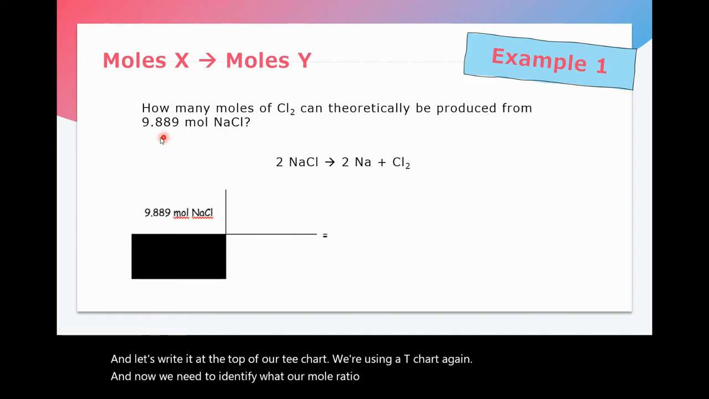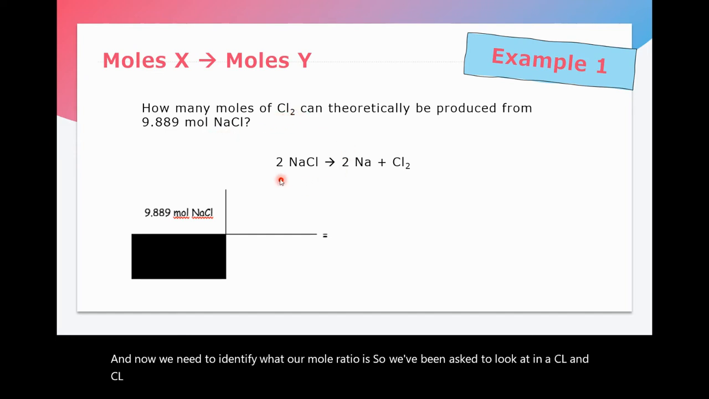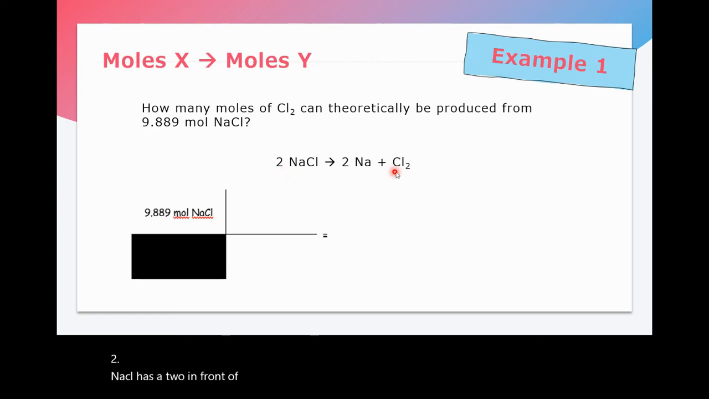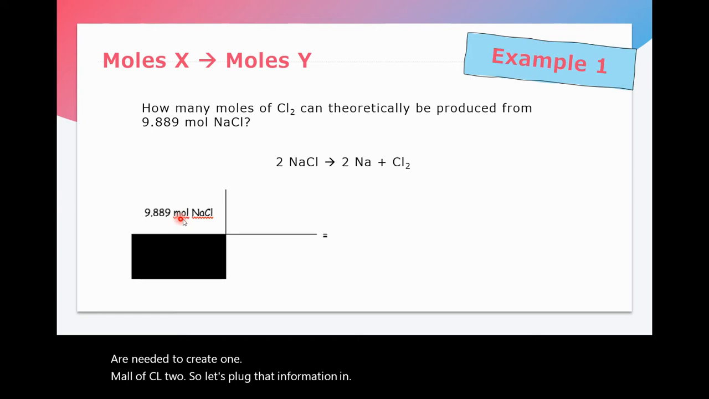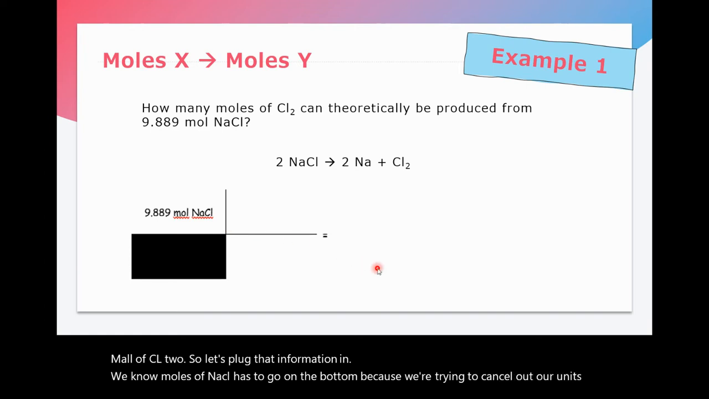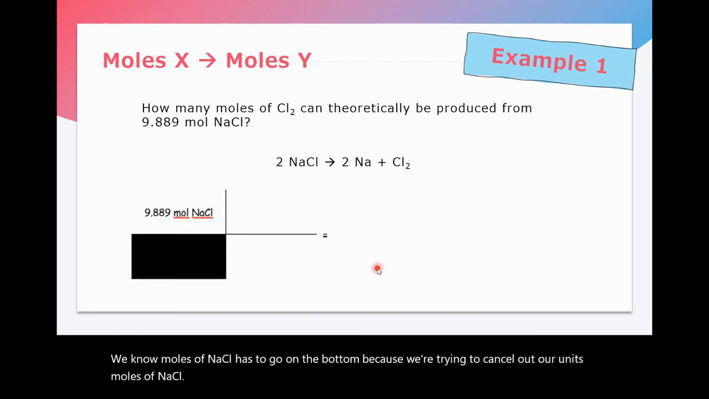So we've been asked to look at NaCl and Cl2. NaCl has a 2 in front of it. Cl2 has a 1. So we know our mole ratio is 2 NaCl are needed to create 1 mole of Cl2. So let's plug that information in. We know moles of NaCl has to go on the bottom because we're trying to cancel out our units, moles of NaCl. So on the top will be Cl2.